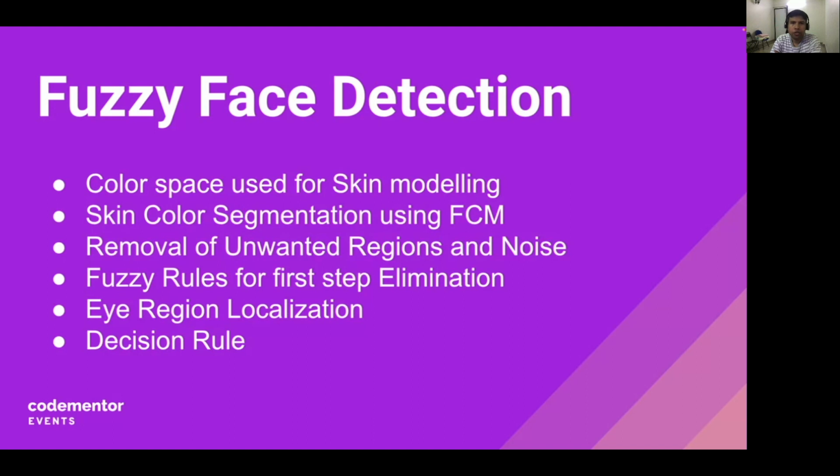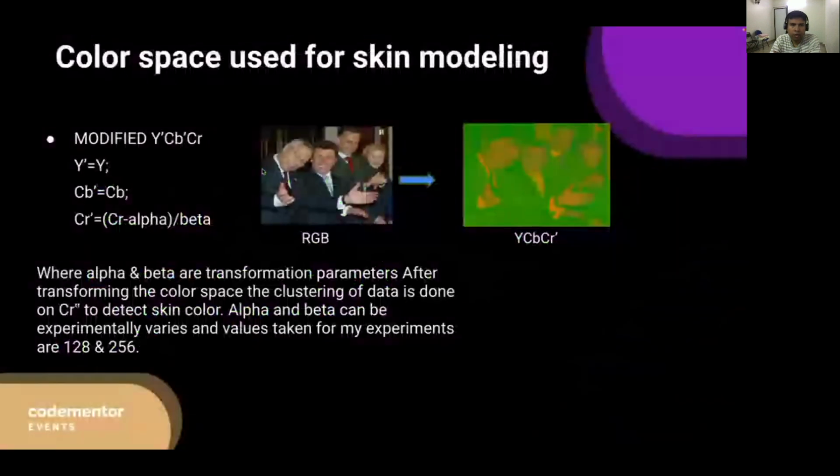Color space used for skin modeling, skin color segmentation using FCM, and then we walk through removal of unwanted regions and noise, fuzzy rules for false positive elimination, eye region localization after it, and then the decision rule. So let's continue with the color space used for skin modeling.